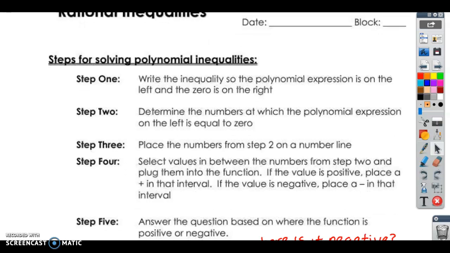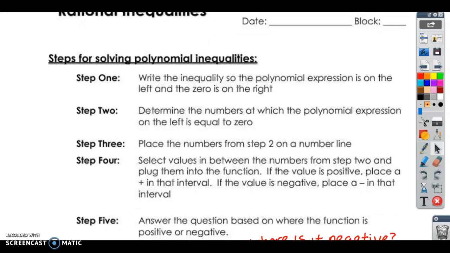Now, let me start by saying, if you had a tough time in Unit 1 when we were learning about functions, where determining where the graph was, like f of x is greater than 0 or f of x is less than 0, then you're going to have a hard time with this because it's the same thing. We're just doing it in a slightly different way. So let me just go ahead and start the lesson, and I'll explain what I just said again in a little bit. So, steps for solving polynomial inequalities.